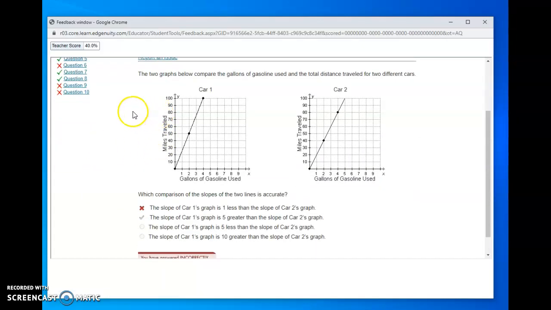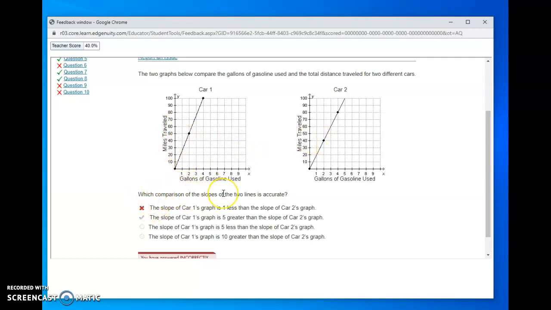The two graphs below compare the gallons of gasoline used for the total distance traveled for two cars. Which comparison is accurate? So if I look here, this one gets 50 miles for every 2 gallons, so 25 miles a gallon. This one gets 40 miles for every 2 gallons, so that one's about 20 miles a gallon. So 25 versus 20, car 1's going to get you further.